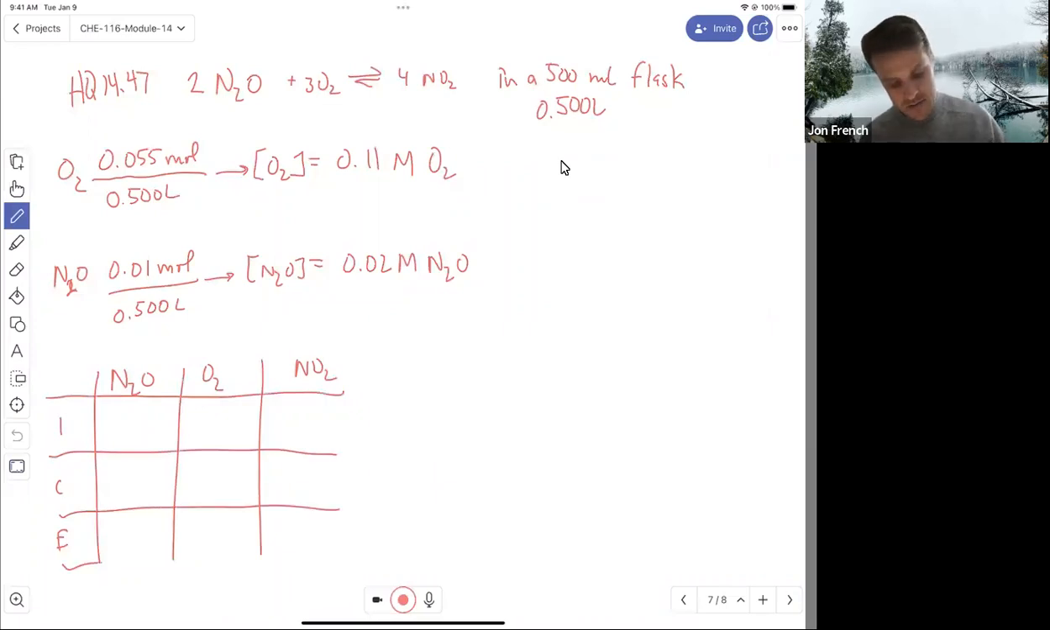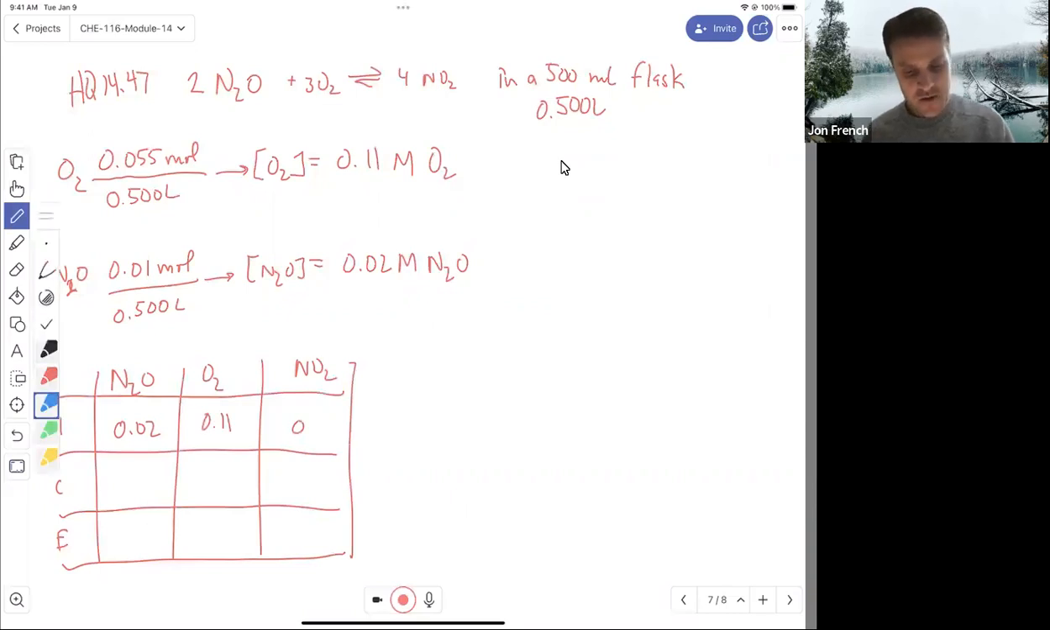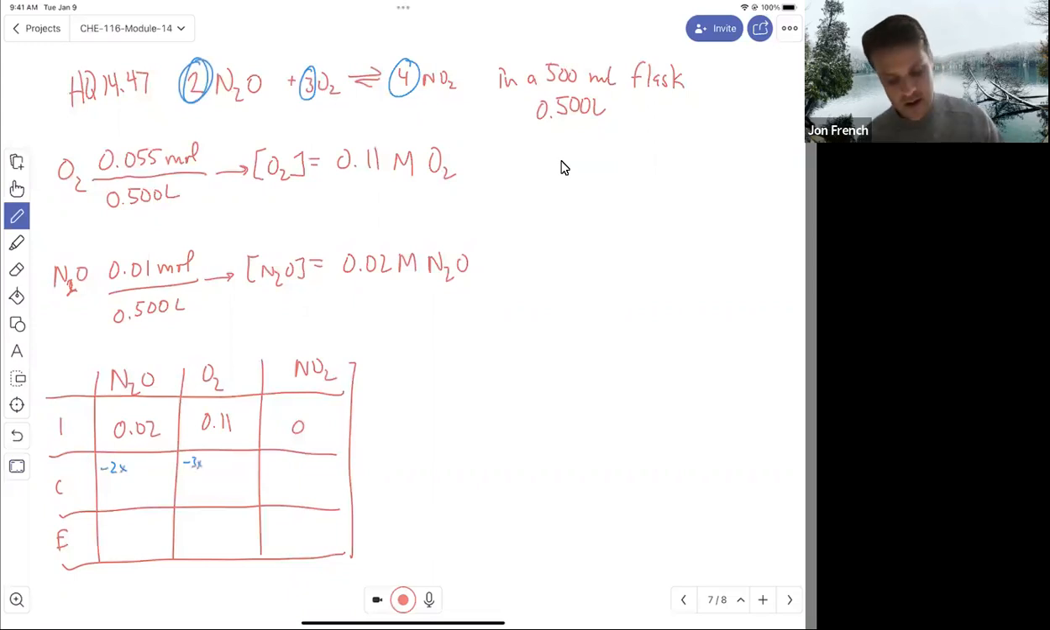Right, our initial concentration, 0 for that. For the nitrous, 0.02 molar, for the oxygen, 0.11 molar. Our change, if we go and look at our coefficients, right? If we look at our coefficients here, basically say, yeah, we could call them all X, I think would be easy enough to say, just to make it easy on ourselves, right? This would be minus 2x, minus 3x, and that's going to be plus 4x.